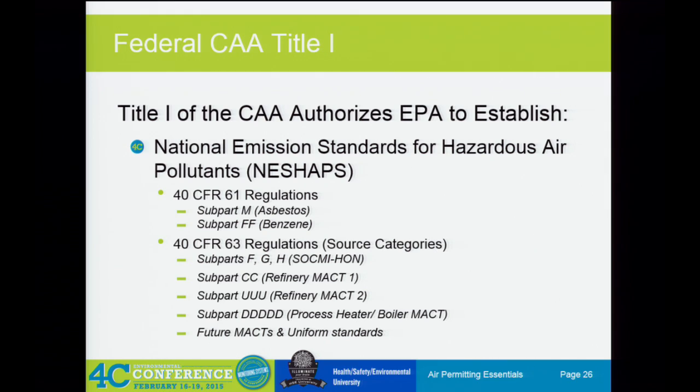40 CFR Part 63 is more of a source type category. So if you operate a specific type of process, that's how it's structured under 40 CFR Part 63. Specifically, subparts F, G, and H are your SOCMI, your chemical regulations. We have subpart CC and subpart UU, which are our MACT regulations for the refineries. And subpart DDDDD is probably one of the newest regulations, which is the boiler MACT that everybody is referring to and talking about these days. And it allows for future MACTs and uniform standards to be issued.